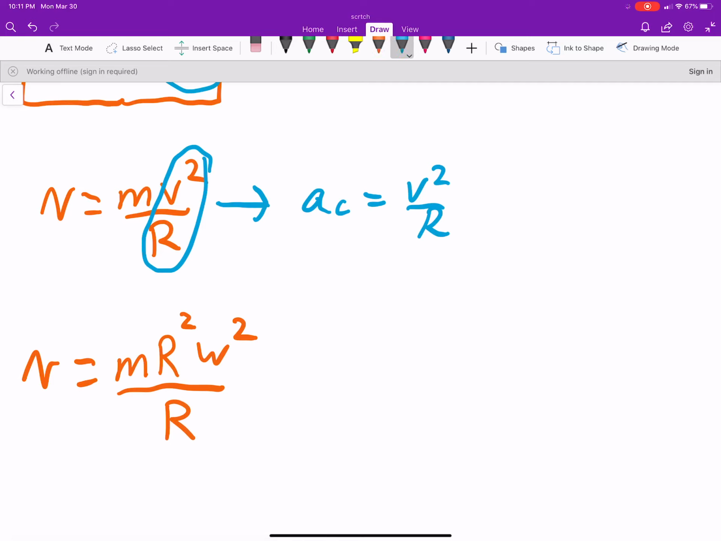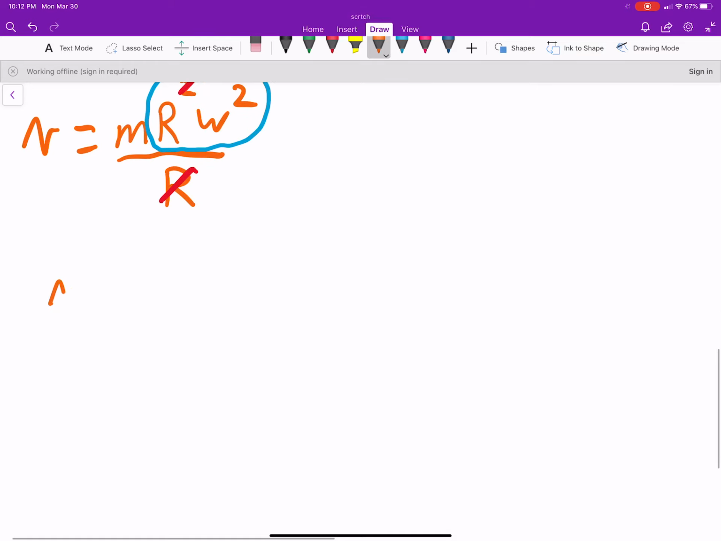Now, what did we do here? We can write velocity as your radius times omega. We showed that, I'm pretty sure we've shown all of these in our different videos on centripetal acceleration, which the r's drop. Okay, so we just have normal equals m r omega squared. That's where we're at right now.